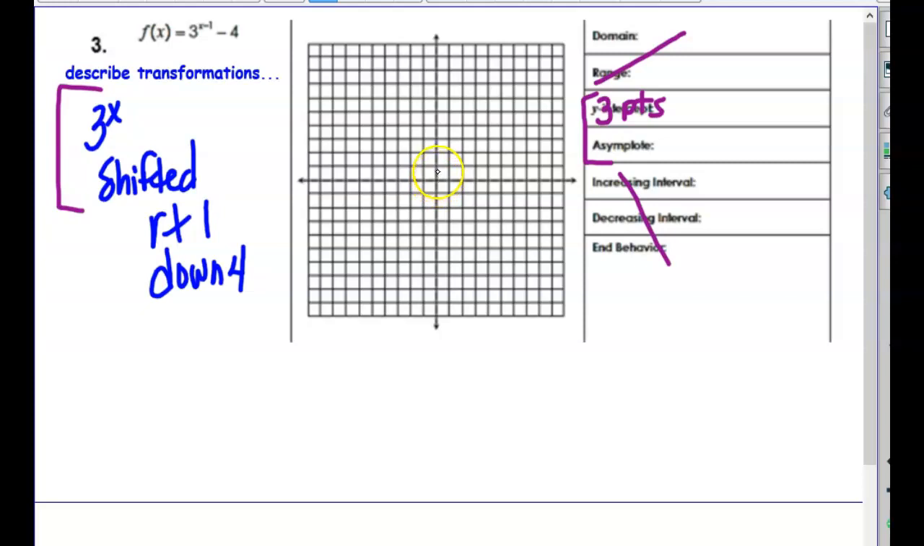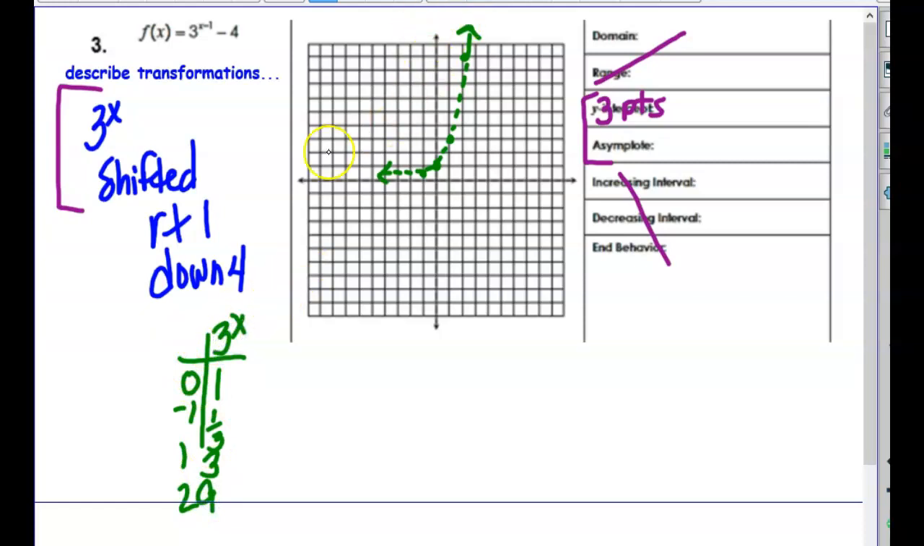The normal 3 to the x, just to review, would go through (0, 1). Over here, -1 would be at 1/3. What would 3 to the first power be? 3, yes. And 3 to the second power would be all the way up at 9. 4, 5, 6, 7, 8, 9. Okay, so that's the original 3 to the x. I'll just write the points over here: (0, 1), (-1, 1/3), (1, 3), (2, 9). That was 3 to the x.